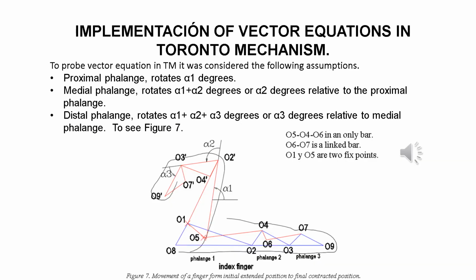To prove the vector equation in the Toronto mechanism, the following assumptions were considered. First, the proximal phalanx rotates alpha 1 degrees. Next, the medial phalanx rotates alpha 1 plus alpha 2 degrees, or alpha 2 degrees relative to the proximal phalanx. And finally, the distal phalanx rotates alpha 1 plus alpha 2 plus alpha 3 degrees, or alpha 3 degrees relative to the medial phalanx, see figure 7.